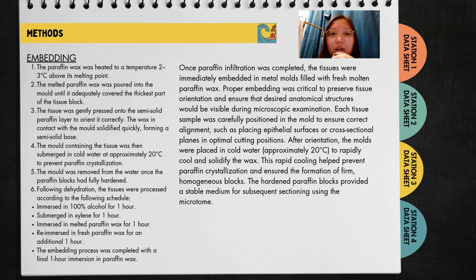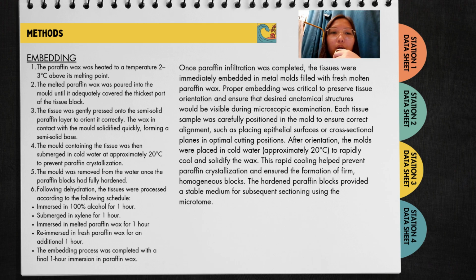Embedding. Once paraffin infiltration was complete, the tissue was immediately embedded in a metal mold filled with fresh molten paraffin wax. Proper embedding was crucial to preserve tissue orientation and ensure that the desired anatomical structure would be visible during microscopic examination. Each tissue sample was carefully positioned in the mold to ensure correct alignment, such as placing the epithelial surface or cross-sectional plane in optimal cutting position.